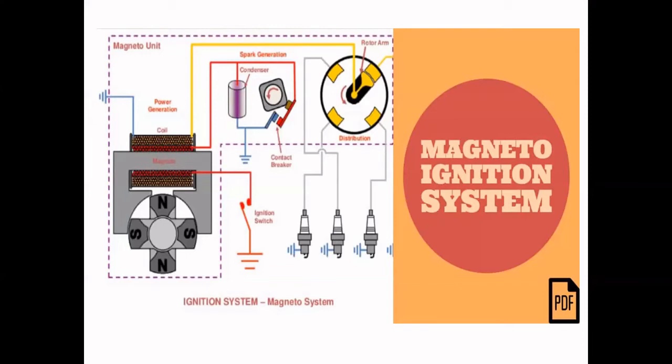And in the case of the gap type of distributor, the electrode of the rotor arm is close to the distributor cap, but there is no direct contact made between the electrodes of the distributor and the cap of the distributor.